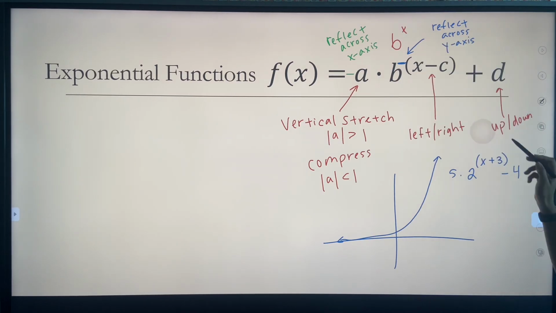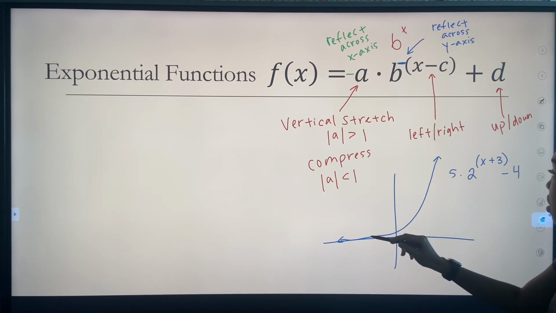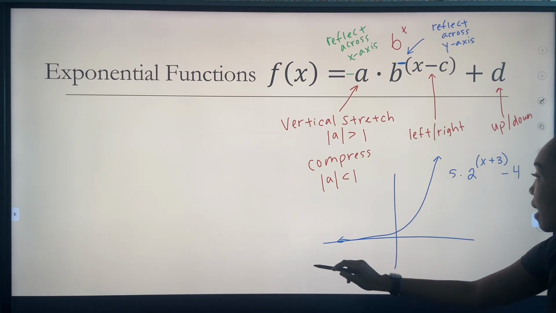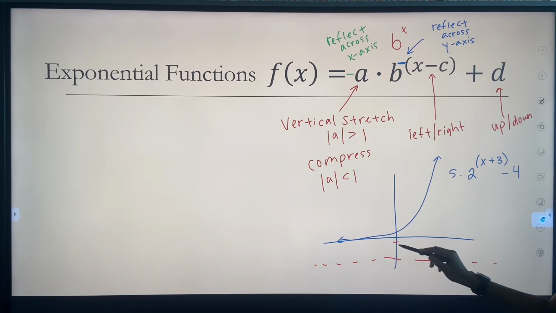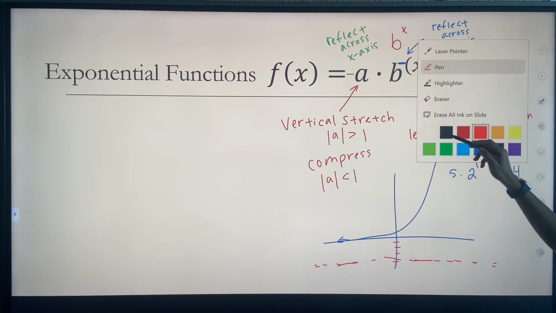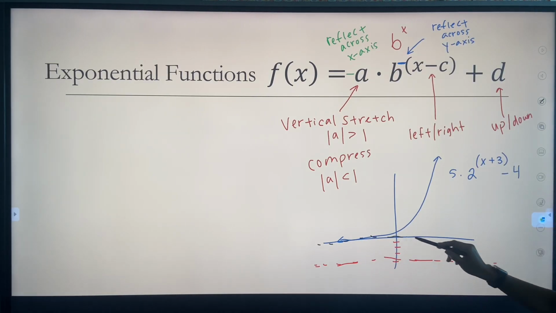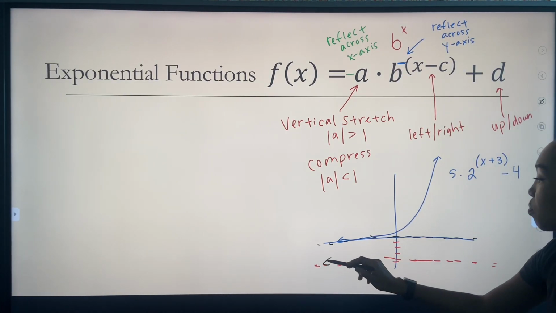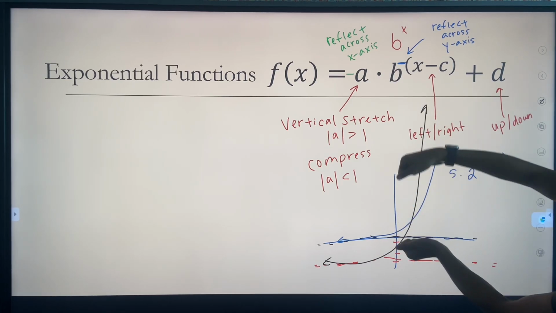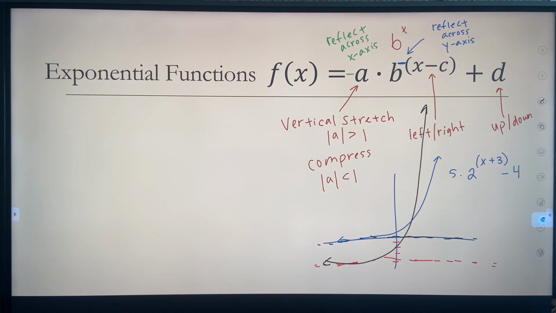That means it'll go left 3, down 4, it'll be down here. 1, 2, 3. Your asymptote is now at -4 since it went down 4 instead of being at 0. And then it's going to stretch vertically because of this 5. Now, if I put a negative in the front, that thing is facing down. Okay? So that's just an example of transformations.